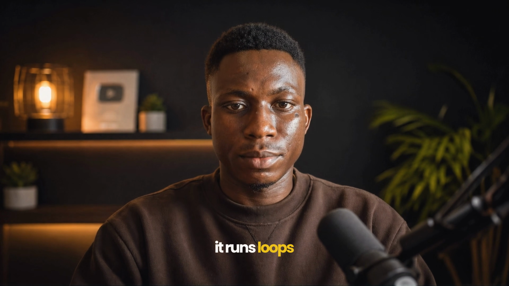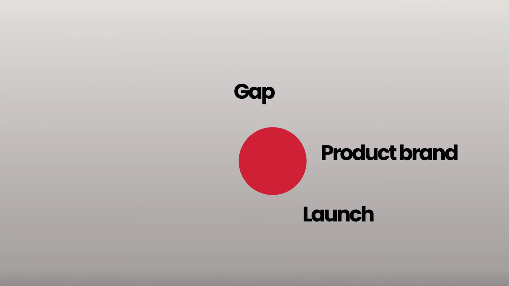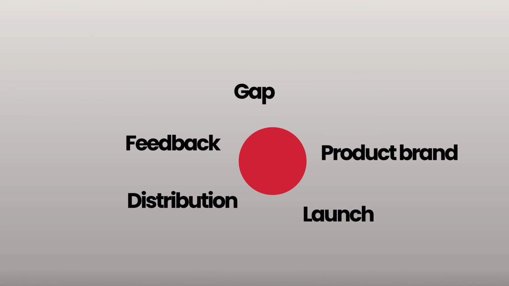And the real idea is this: it doesn't just do tasks, it runs loops. So the loop is simple. It starts from the gap, then moves to product, brand, launch, distribution, and feedback. Then it repeats. So what this basically means is it finds the gap, builds the product, shapes the brand, ships the launch assets, runs distribution, and then learns from feedback. In other words, instead of just generating content, it builds a system that keeps generating outcomes.